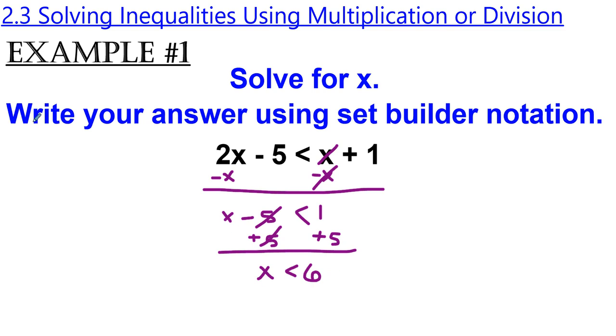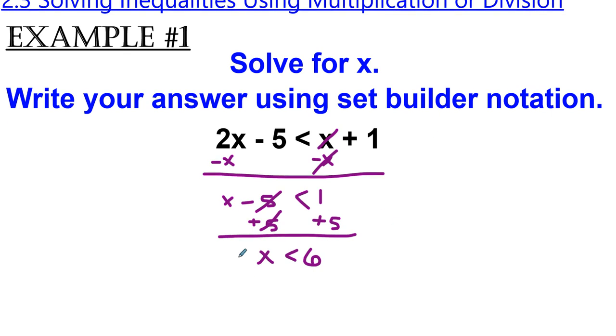And now the directions say write your answer using set builder notation. So we should always be using set builder notation when our answers are a set of values, especially when there are infinitely many values. Like any number less than 6, there are infinitely many numbers that are less than 6. So I'd say the set of x such that x is less than 6. And that's set builder notation, which we discussed in the last lesson. And that's my answer. So 2 more to go.